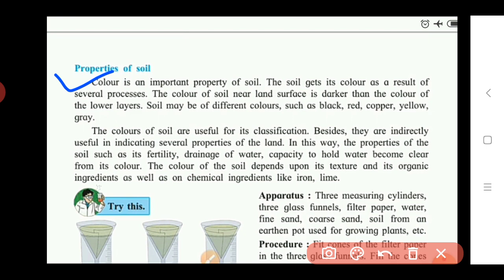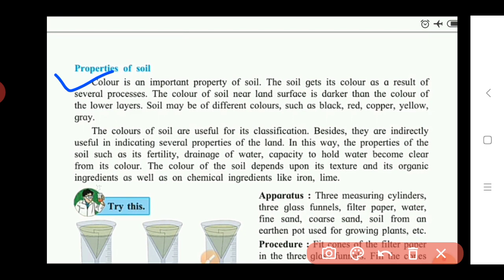The soil gets its color as a result of several processes. So why are soils of different colors? Because various processes happen in nature, like wind, rain, and also heat and cold conditions of the climate. These are some factors responsible for the various colors of soil. Also the geographic region where the soil is formed, whether it is a muddy part, a hilly region, or a desert, decides the color of the soil.